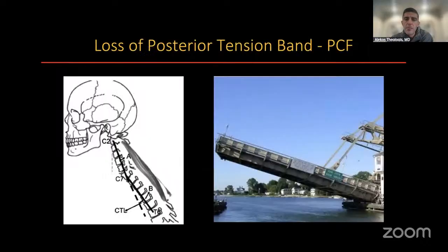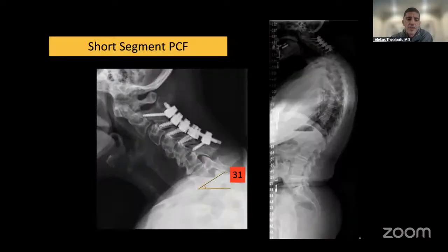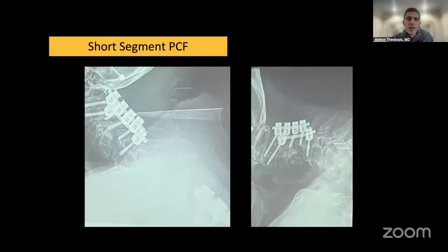This also may be an issue with loss of the tension band for short posterior cervical fusions, and something very similar can happen. A good example of this, patient had a high T1 slope, 31 degrees, was treated outside with a C2 to C6 and created a pretty significant loss of their head thrust because of that increase in the distance between C6 and C7, the focal kyphosis distal to the instrumentation.